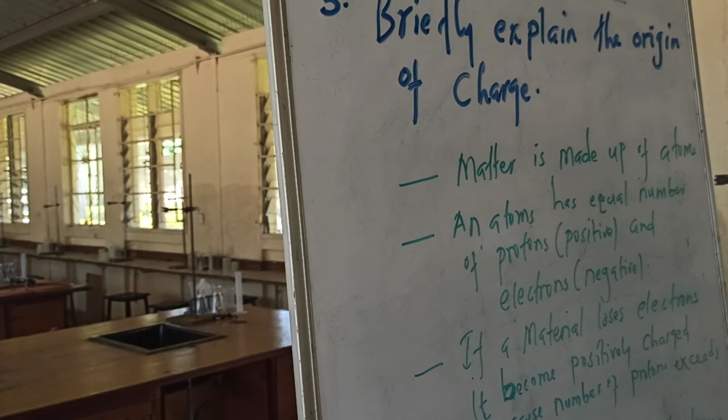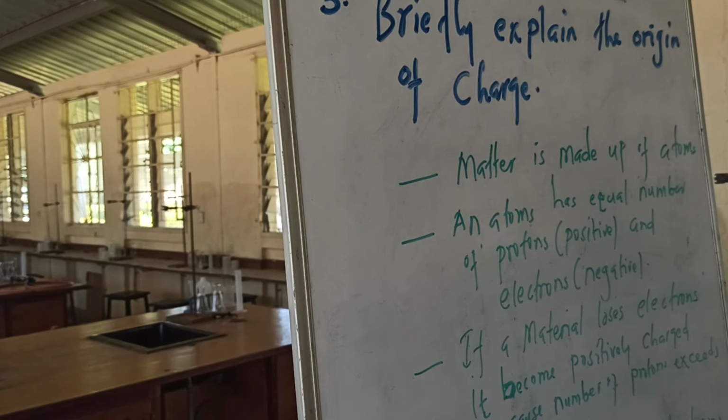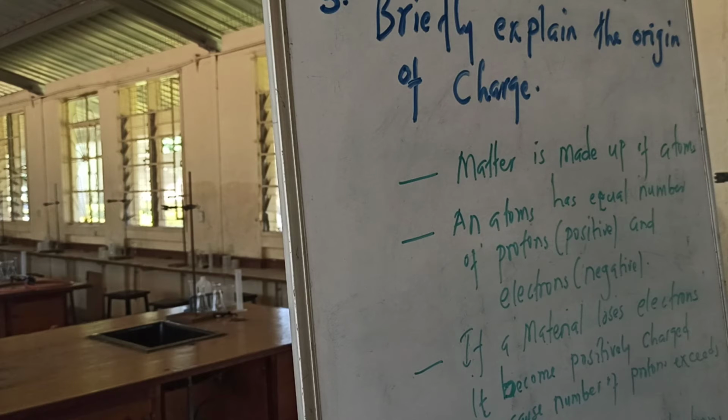So how do we end up having a material which is positively charged or negatively charged? Imagine a material with very many atoms. If that material is made to lose electrons, the atom that will remain behind will have more protons than electrons. Can you see that? Let's say an atom had 10 protons and 10 electrons. Then it loses 3 electrons. So the number of protons is still 10, but the number of electrons is now 7.